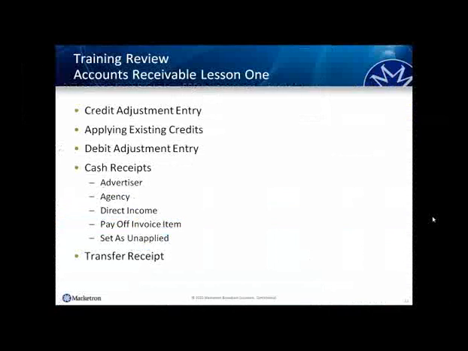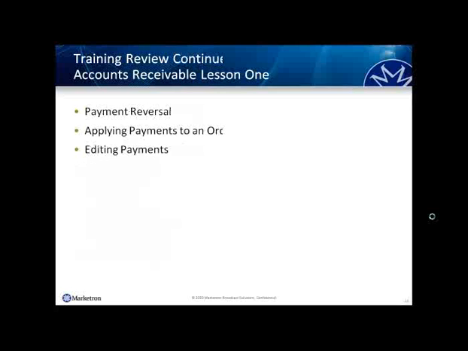In Accounts Receivable Lesson 1, we showed you how to enter a credit adjustment. We showed you how to apply existing credits to outstanding items, how to enter a debit adjustment, and then we discussed cash receipts, how to enter a cash receipt for an advertiser, an agency, or for direct income, how to pay off an invoice item, and how to set a receipt as unapplied. We also showed you how to transfer the receipt. We discussed how to reverse a payment, how to apply a payment to an order, and how to edit your payments.